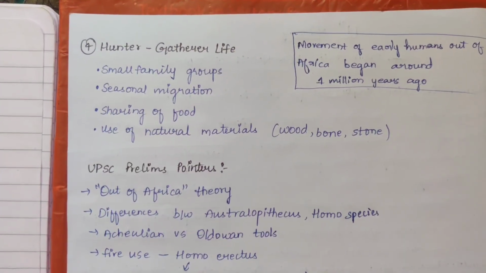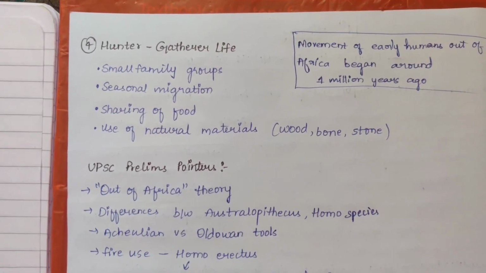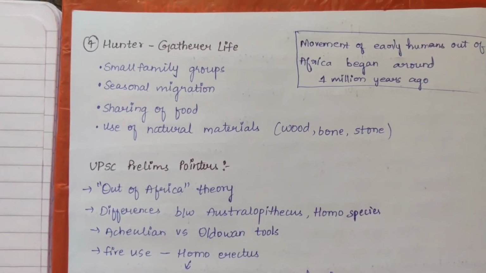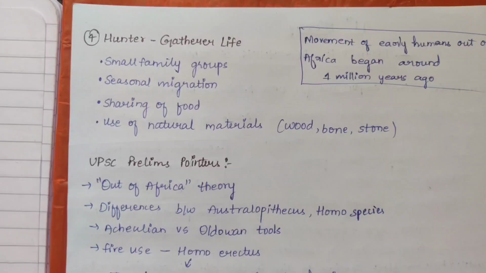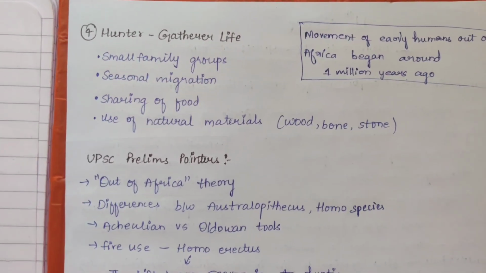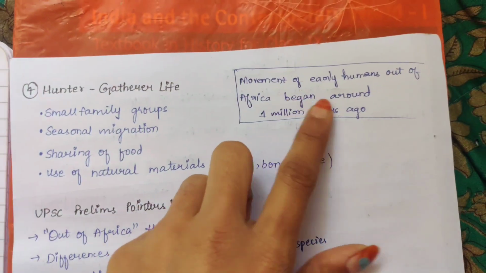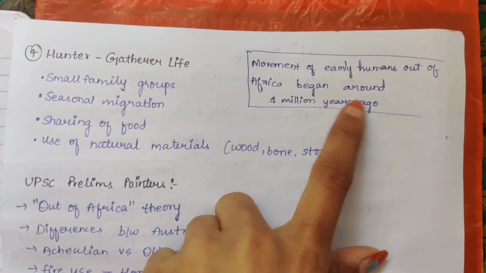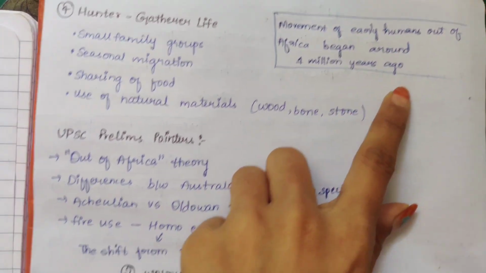The point is hunter-gatherer life. Small family groups, they used to migrate seasonally, they used to share the food, and they used natural materials like wood, bone, stone. And the movement of early humans out of Africa began around 1 million years ago. This is an important point.